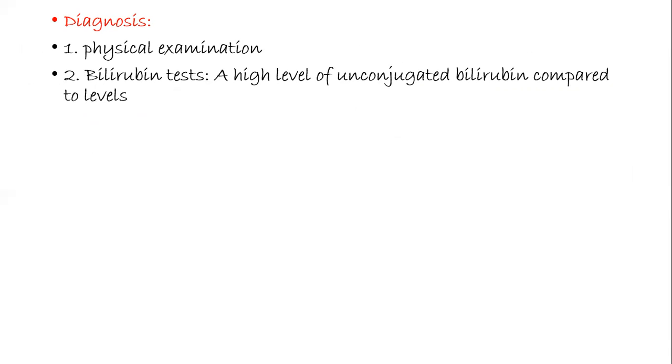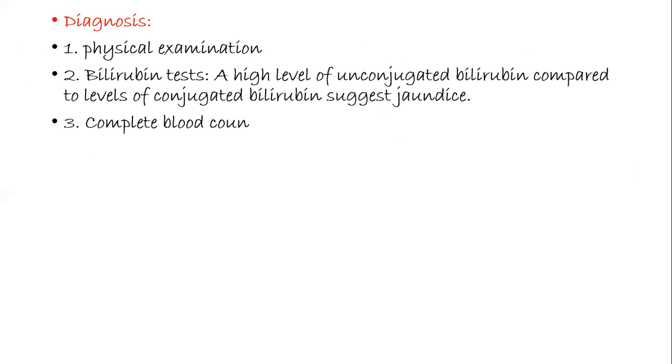The diagnosis is basically dependent on physical examination. Also, you can go for blood testing. You can detect the level of bilirubin. If a high level of unconjugated bilirubin is there in the blood as compared to the conjugated bilirubin, it suggests jaundice. Thirdly, you can go for CBC, that is complete blood count.